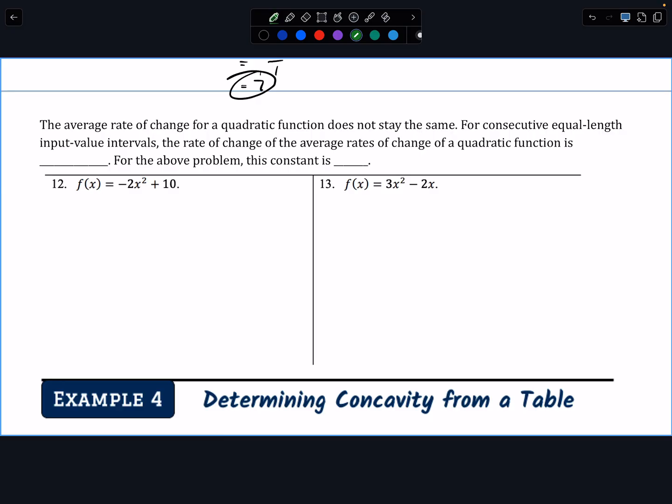The average rate of change for a quadratic function does not stay the same, as we just saw. It was increasing every time by 2, right? However, for consecutive equal length input value intervals, the rate of change of the average rate of change for a quadratic function is constant. For the above problem, the constant is what? How much was it increasing by every time? 2.